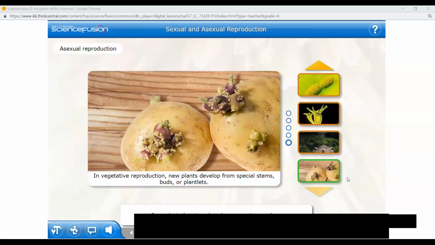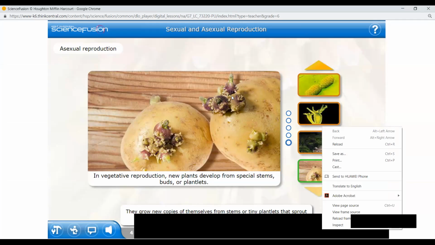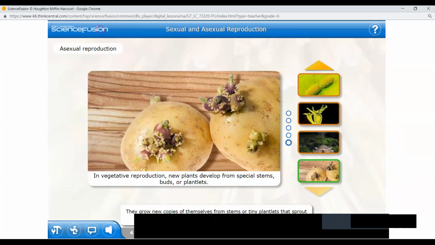Yeah. Okay, now let me continue. You know how a new plant develops. I've shown you how the plant developed. That was a new plant. What I've shown you, that is called a new plant. And then you keep it in the soil to make a new potato. Plants make new copies of themselves from special stems or tiny plantlets that sprout from the parent.